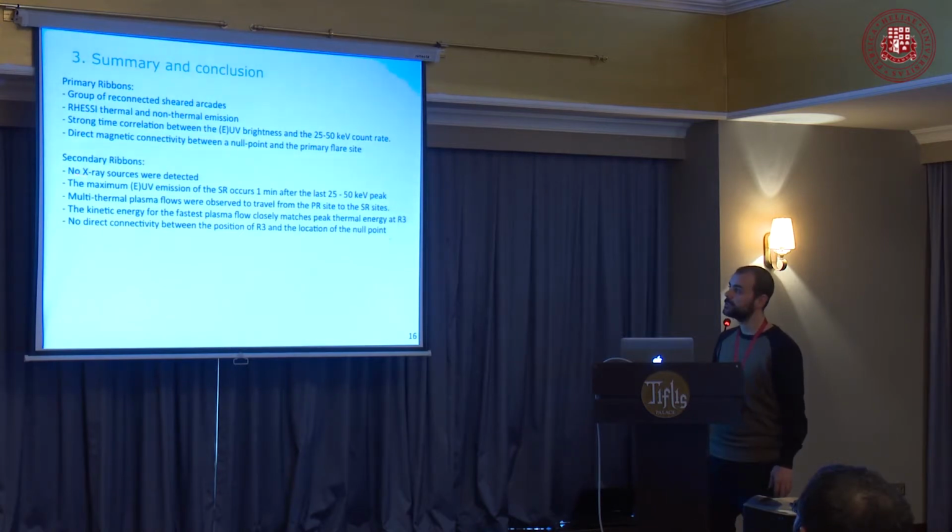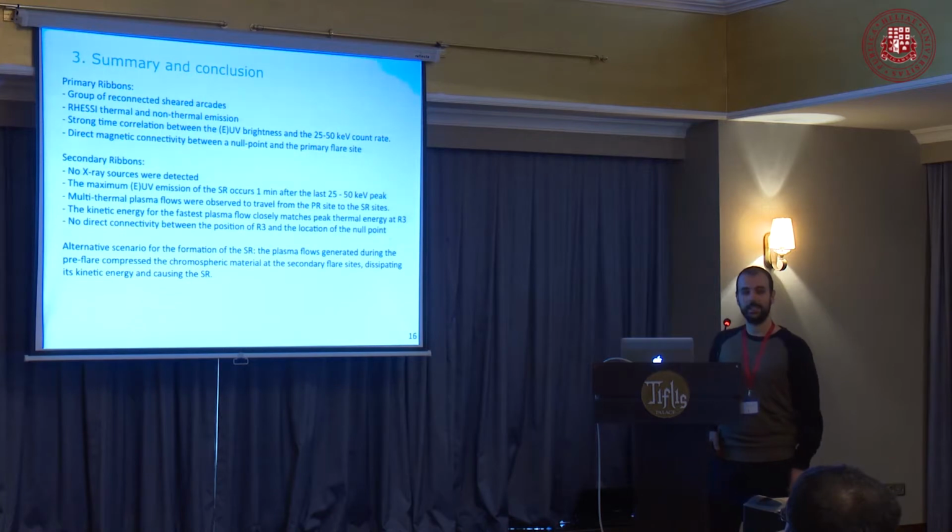However, for the secondary ribbons, we didn't observe any RHESSI sources. The maximum UV emission of the secondary ribbons comes later, much later. We observed the multithermal plasma flows. The kinetic energy correlates to the thermal energy at R3, and there's no direct connectivity between the position of R3 and the null point. So we think that the plasma flows generated during the pre-flare compress the chromospheric material at the secondary flare sites, dissipating their kinetic energy and causing R3. And that is it.